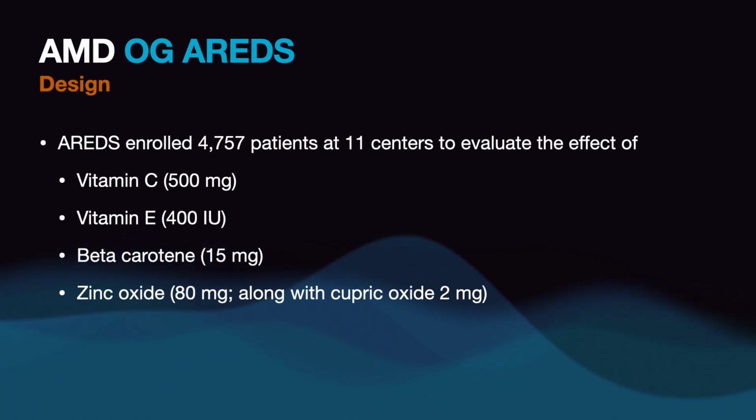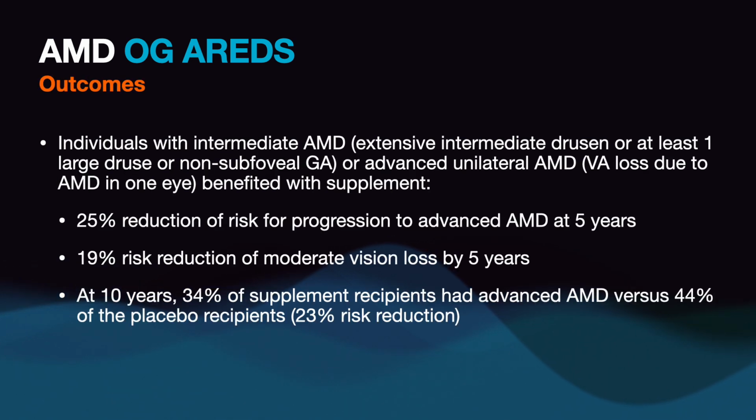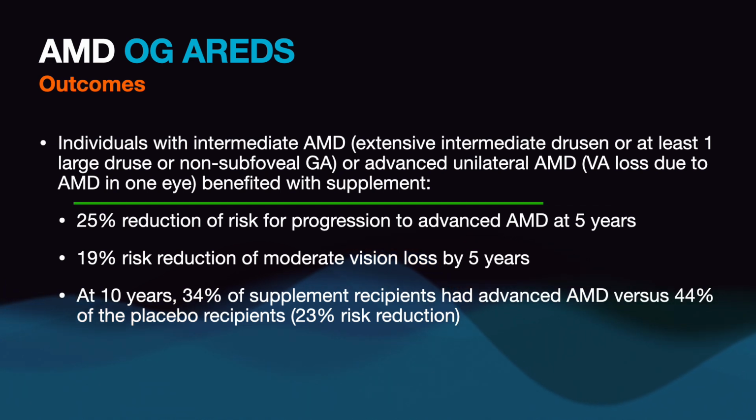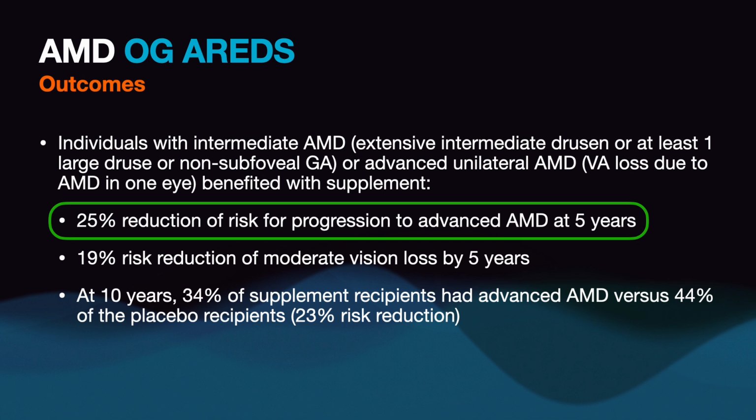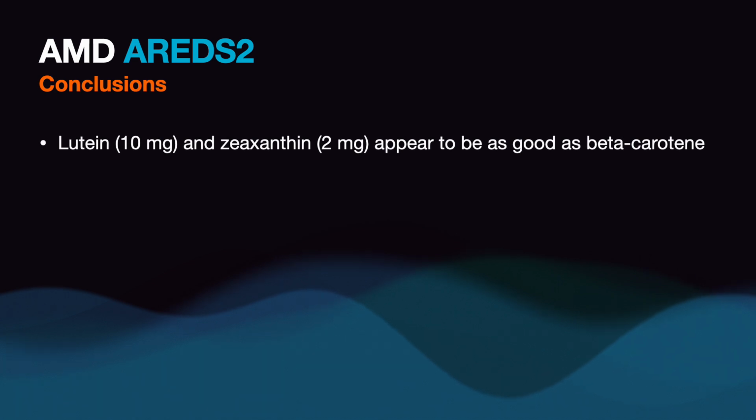AREDS looked at vitamin C, E, beta carotene, because why not, and zinc oxide with cupric oxide to prevent zinc-induced anemia. So I think the key point here is there's a 25% reduction of risk for progression to advanced AMD at 5 years for people that were taking AREDS, the original ones.